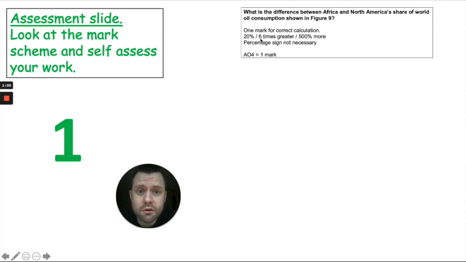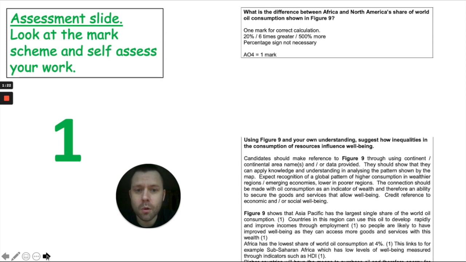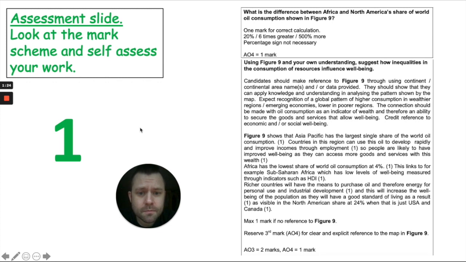The most common answer I'd expect is 6 times greater, because 6 times Africa's 4% would be North America's 24%. Or you could have put 500% more. It does say percentage sign not necessary, but I think most people would have hopefully gone for 6 times more. Now the second question, okay, it was not a level marked answer, it was a point marked answer, worth 3 marks.